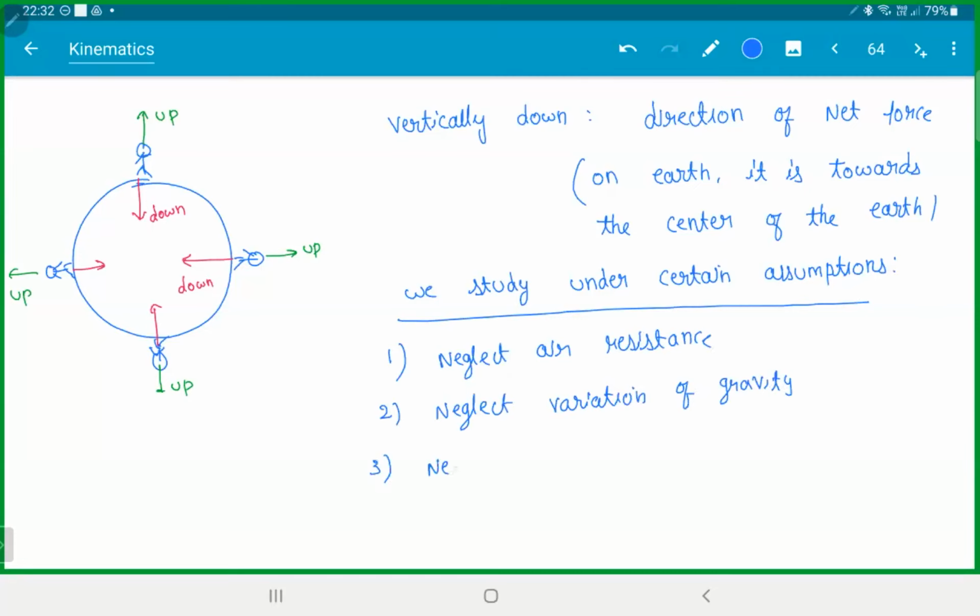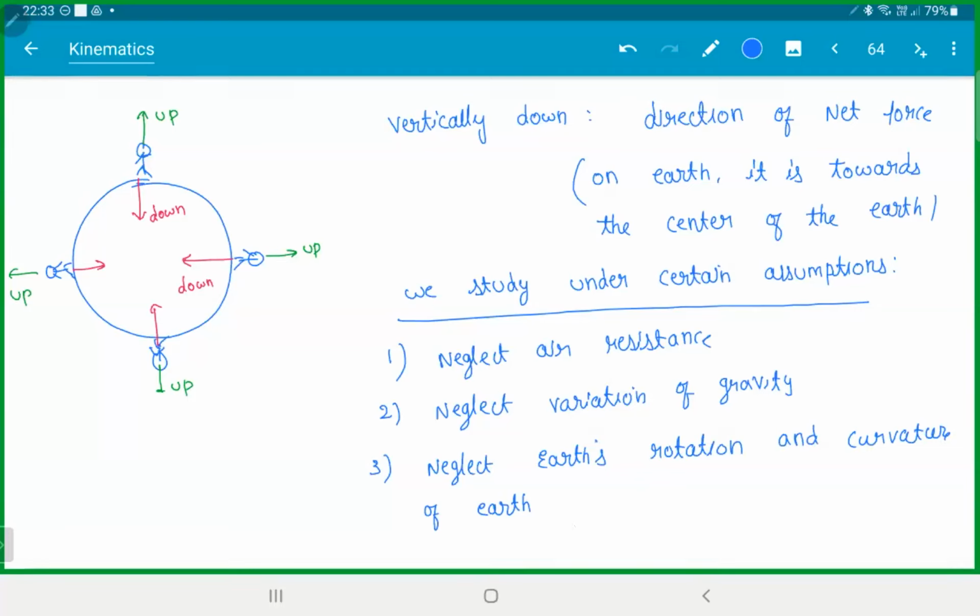The third one, we neglect the Earth's rotation and the curvature of the Earth. Earth actually bends. Means we are assuming Earth is a flat surface and solve. So these are the three important conditions you have.